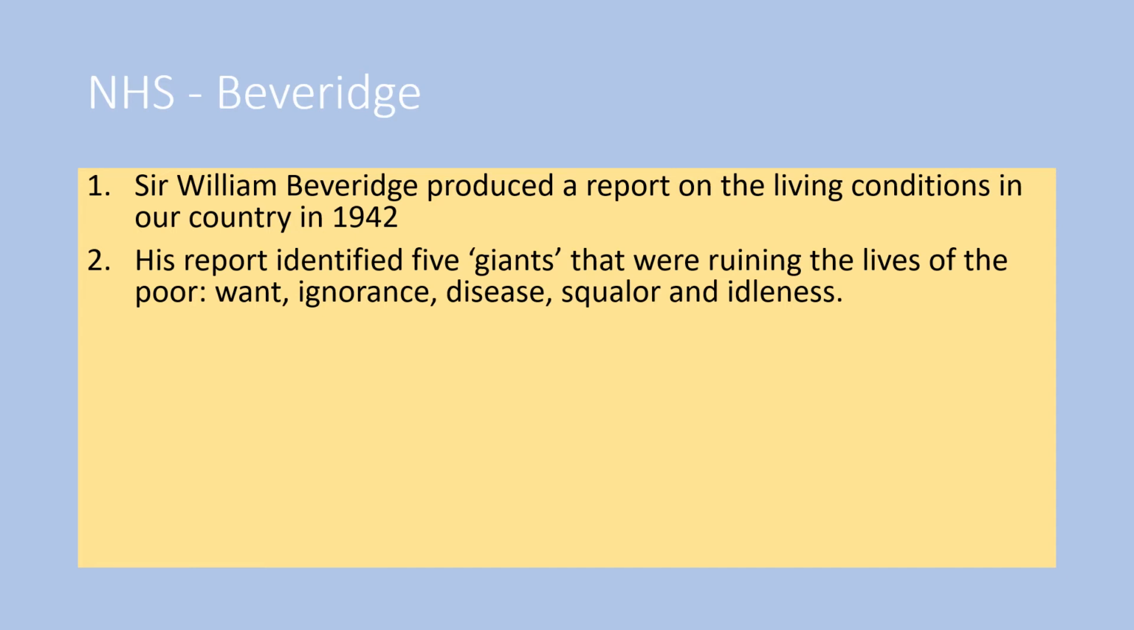And in Beveridge's report, he identified 5 giants that were ruining the lives of the poor. The problem of want, the idea that poor people didn't have enough and were still living below a poverty line. Ignorance of the wealthier members of society to what the lives of the poor were like. Disease, the idea that illness is still a massive problem for the poor because of the poor living conditions they live in. Squalor, dirt, uncleanliness. And idleness, again, on behalf of those people who are in charge to do something about it.